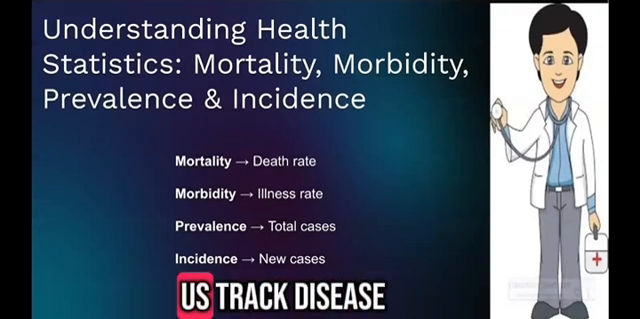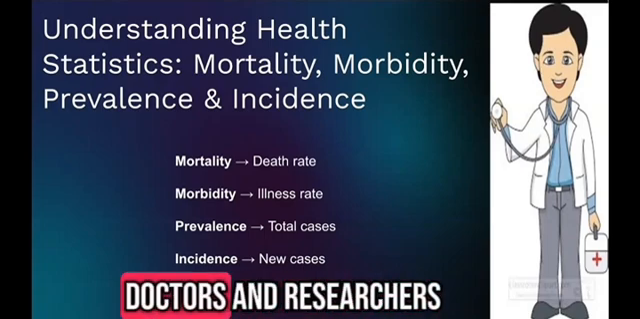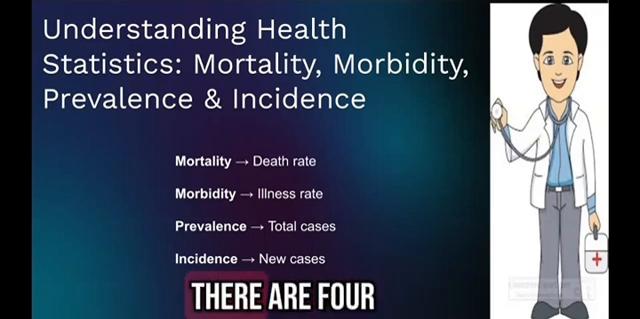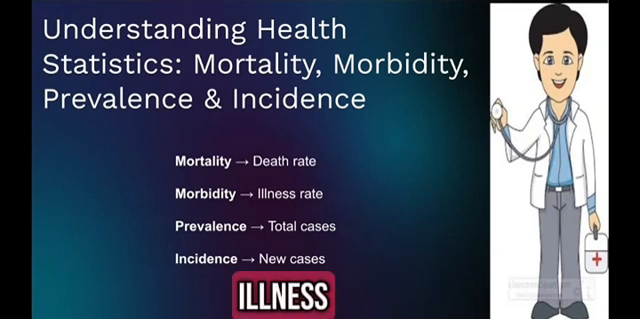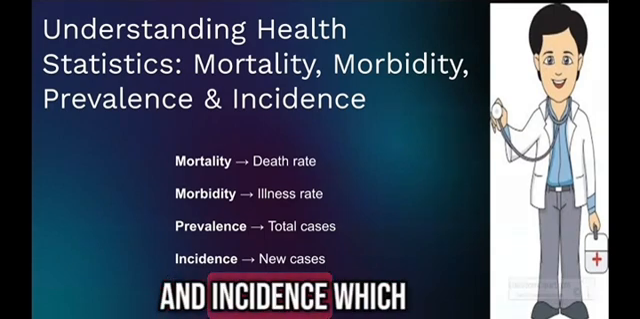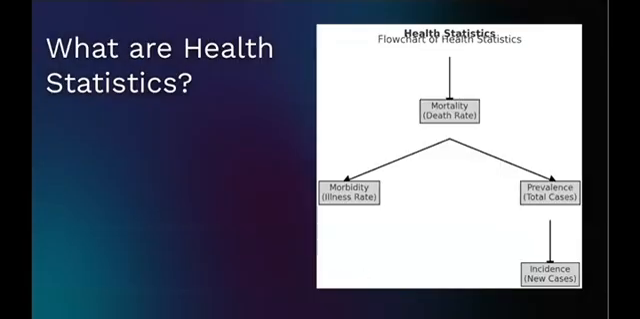Health statistics help us track diseases and assess the health of populations. They are used by policymakers, doctors, and researchers to make informed decisions about healthcare priorities. There are 4 key measures: mortality, which tracks deaths; morbidity, which measures illness; prevalence, which tells us how widespread a condition is; and incidence, which measures new cases over time. Let's explore each one in detail.